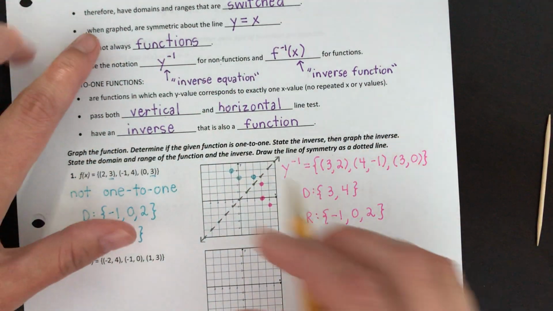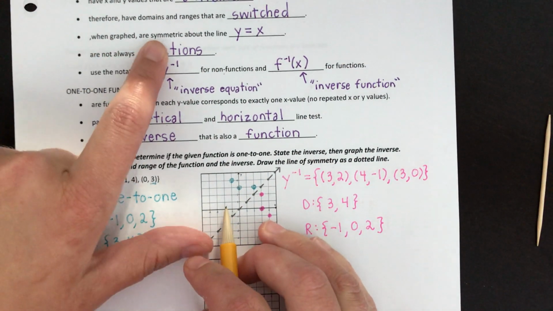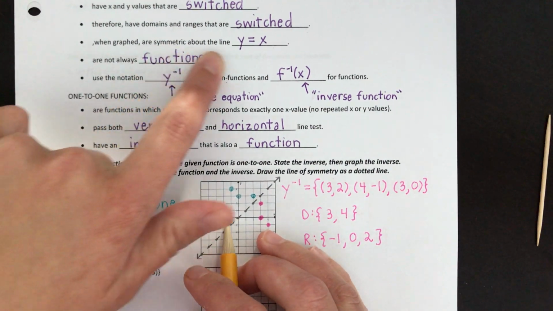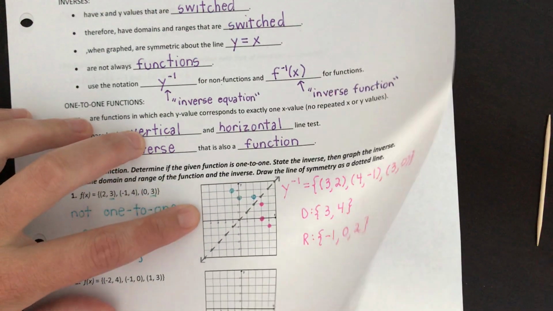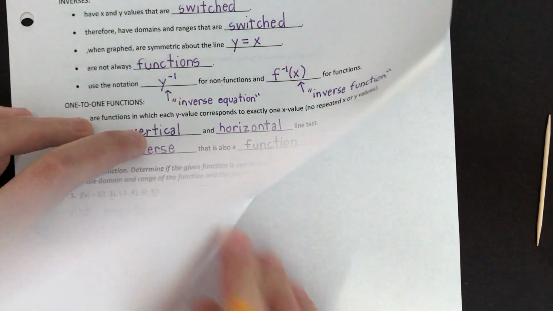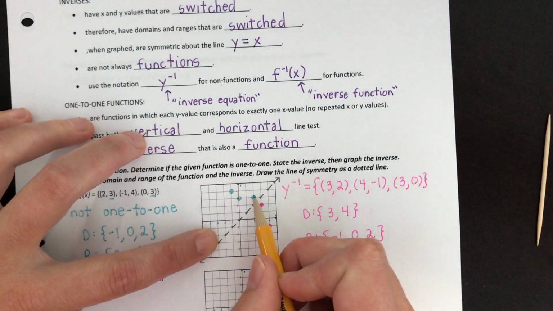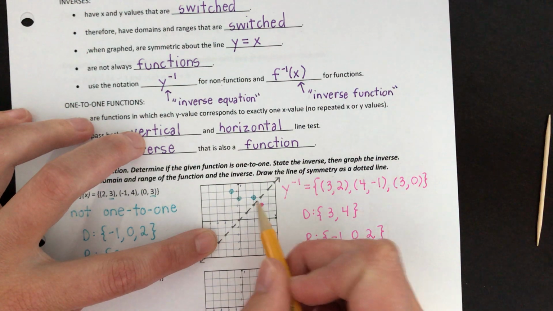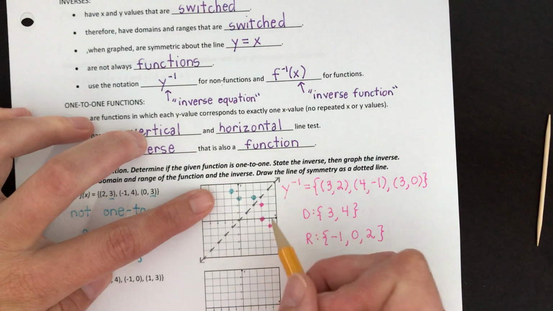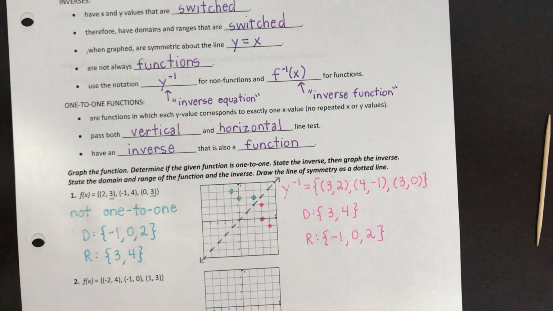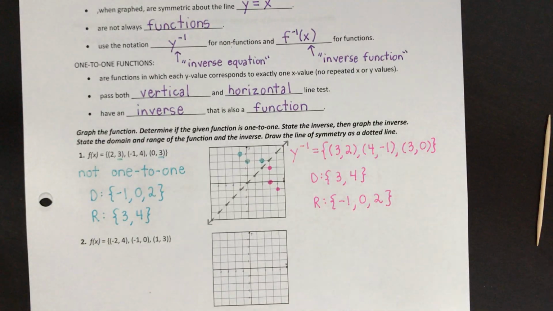And what's really cool is, just like it said above, we are symmetric about this line y equals x, the line of symmetry. So if I were to simply fold over that line, I hope you would agree with me that these 2 points would lie on top of each other. These 2 points would lie on top of each other. And furthermore, these 2 points would lie on top of each other. So that's just another way to check your work. All right, so let's go ahead and move on to number 2.